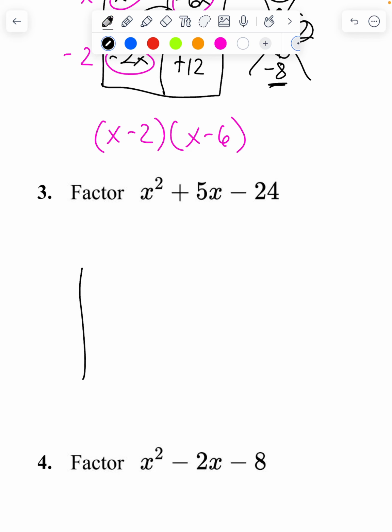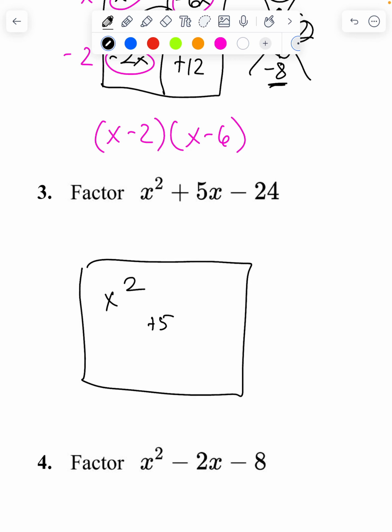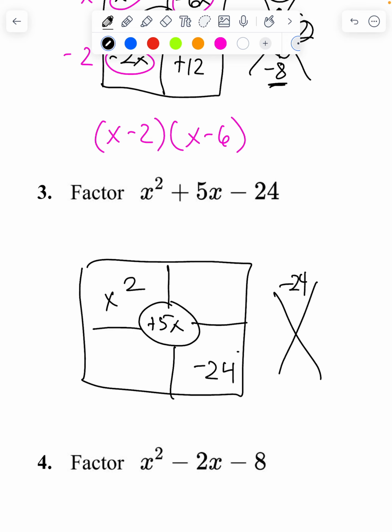box and circle again, got three pieces. So looking for two numbers that multiply to negative 24 and add up to positive 5. I like positive 8 and negative 3, which seem to work because 8 times negative 3 gives me negative 24, and 8 plus negative 3 is 5. So 8x and negative 3x.